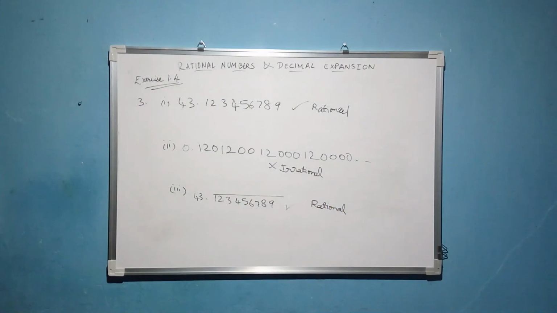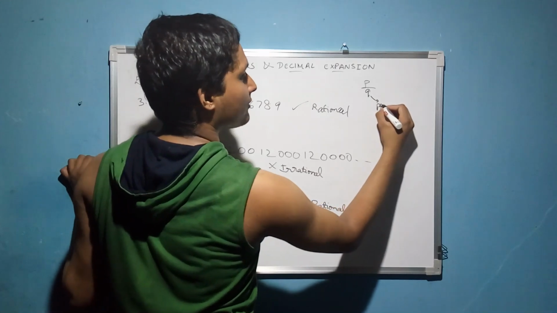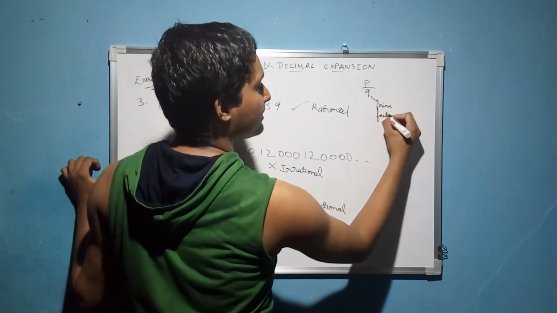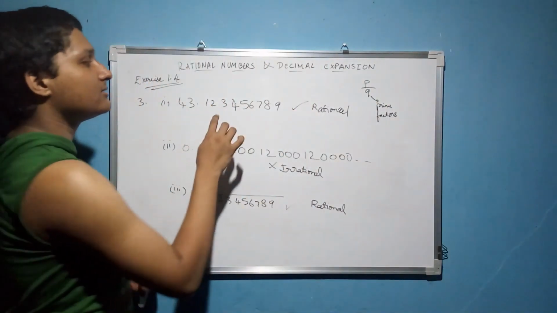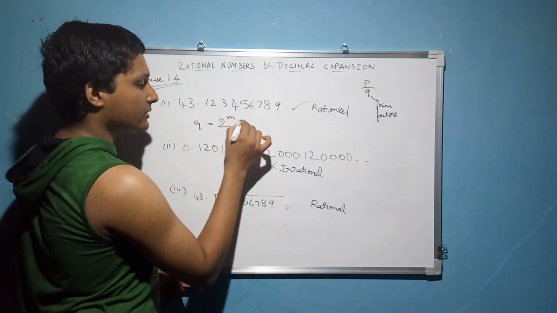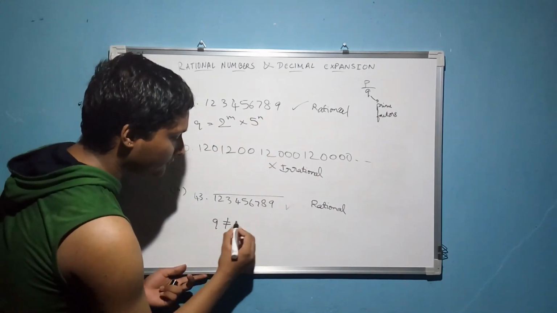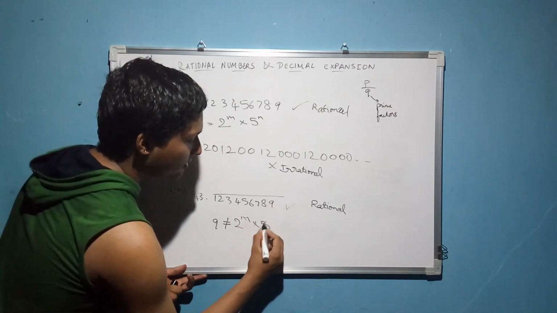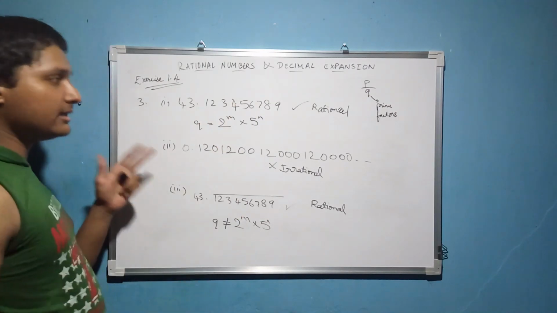The second part of the question states, if they are written in the p by q form, what can you say about the prime factors of q? Prime factorization of q says that if it is terminating, q needs to be of the form 2 raised to m into 5 raised to n. Here q is not of the form 2 raised to m into 5 raised to n because it is non-terminating recurring in this case, but it is terminating in the first case.